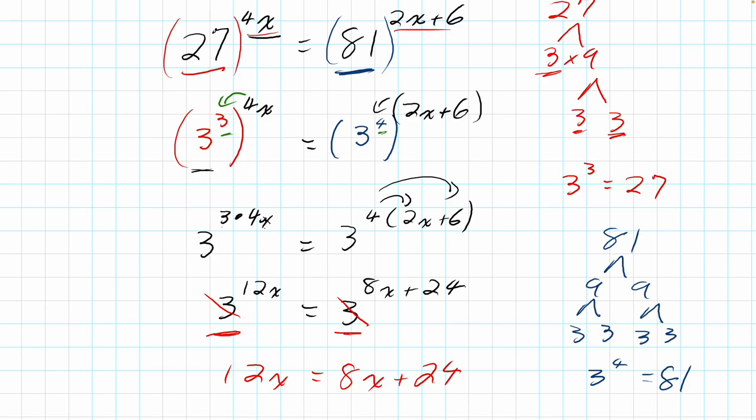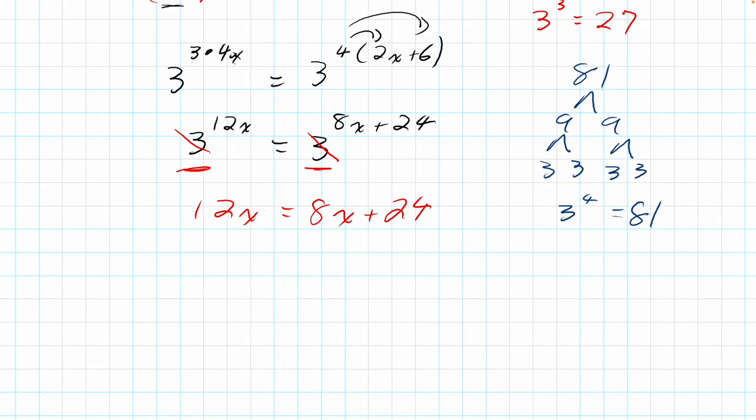Now, this is a much simpler question. That's it. We bring 8x over. This becomes 4x equals 24. We divide both sides by 4. That's it. Nice and easy, this one.